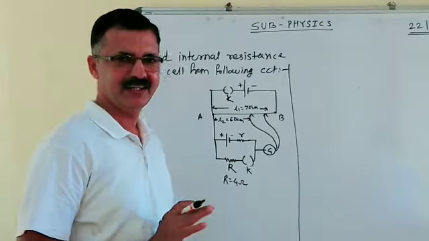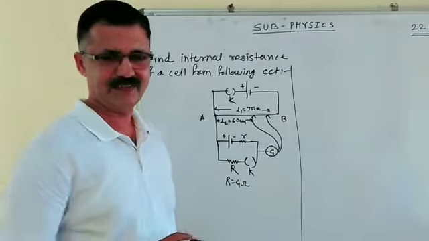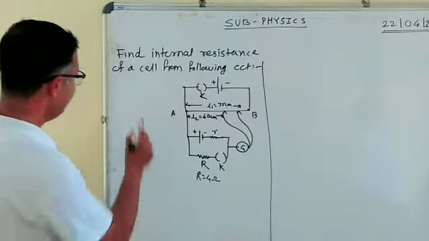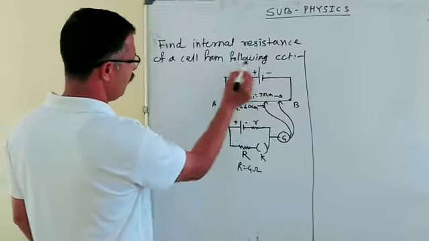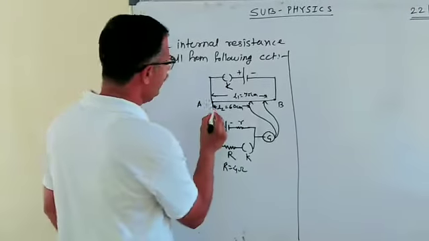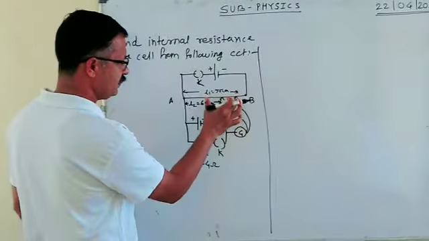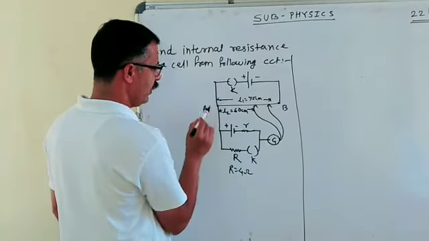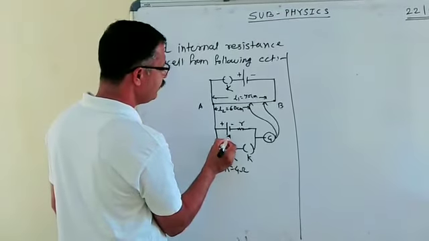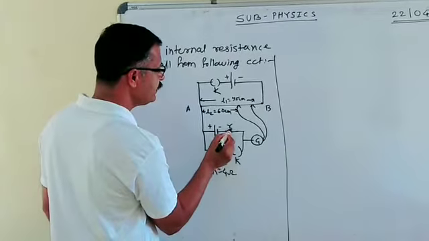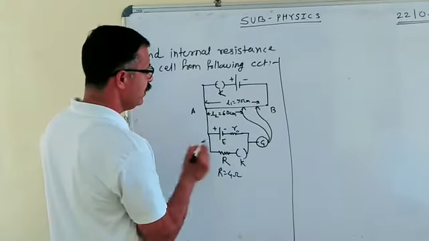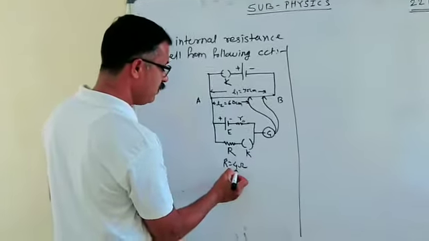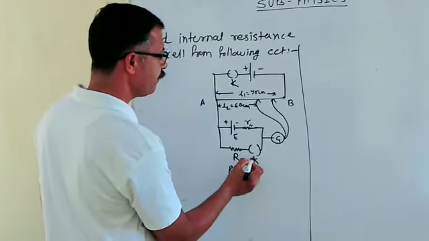Friends, we will discuss one numerical based on that, showing how the internal resistance of a cell can be determined. Here, find the internal resistance of a cell from the following diagram. Here, AB is the potentiometer across which a potential difference is applied using an auxiliary battery. Now, here this is a cell whose internal resistance is to be determined.